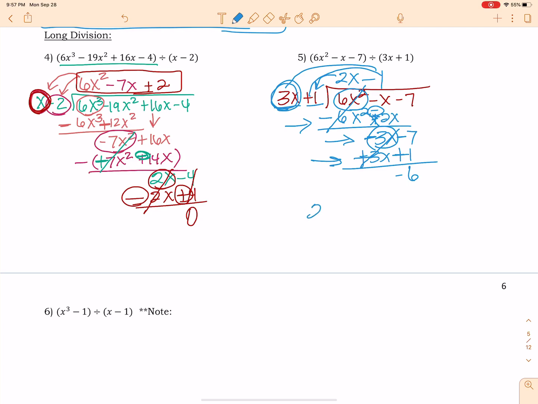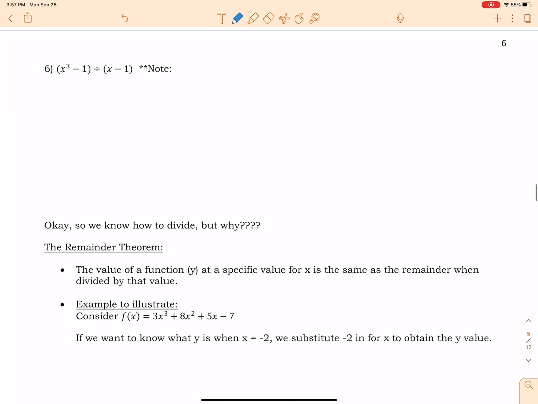So for this problem, I do have a remainder, so I'm going to write this right here. Beautiful. All right, last one. Then I'll quit torturing you for now.